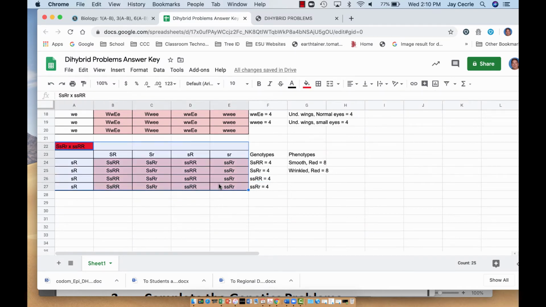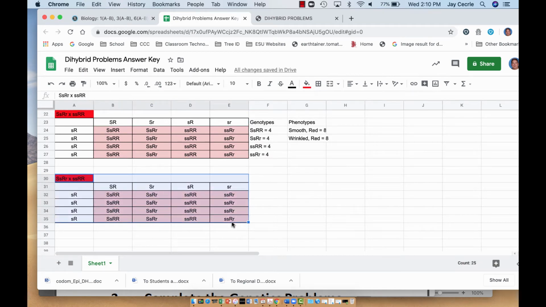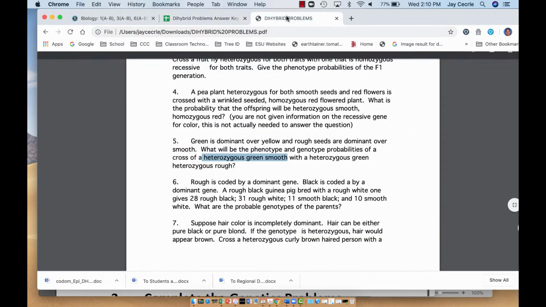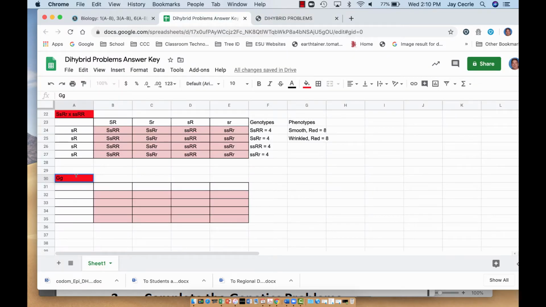I'm going to copy and paste this square, then delete everything. Heterozygous green, since green is the dominant trait, I'm going to use a capital G. For smooth, notice that the problem says rough seeds are dominant, so anything with a capital R would be rough. That means we're going to use the letter R, and since it's smooth, there are no capital R's in its genotype. That's going to be big G, little r, little r.